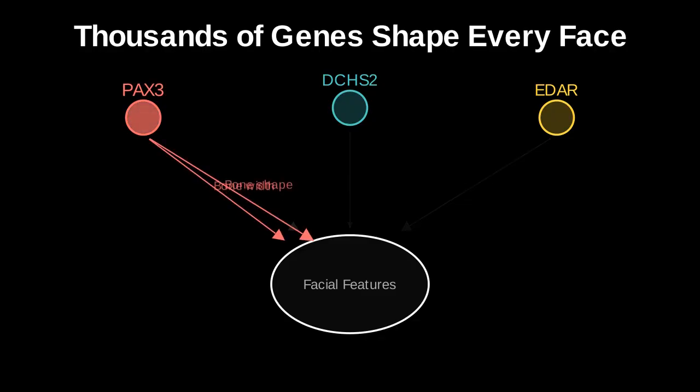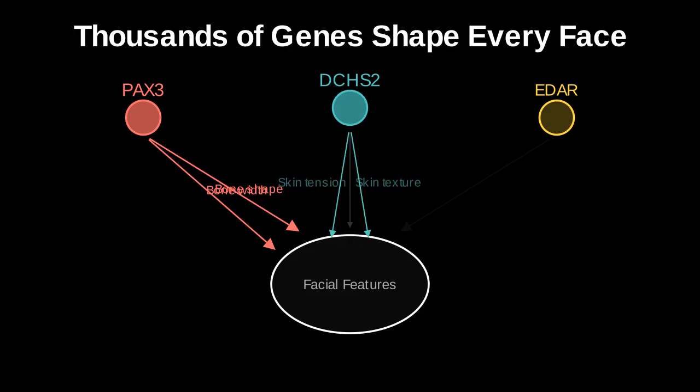Take PAX3. This single gene influences the width of facial bones. Even a subtle variation here can shift the entire skeletal frame. Small changes in PAX3 already create distinct bone outcomes. 2 alternate versions diverge toward different facial structures.